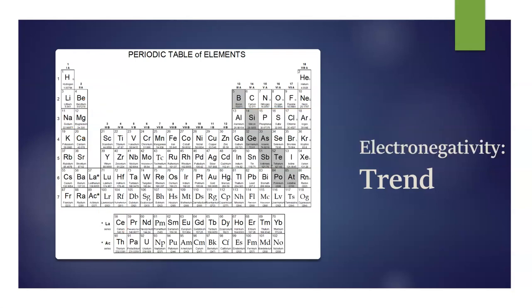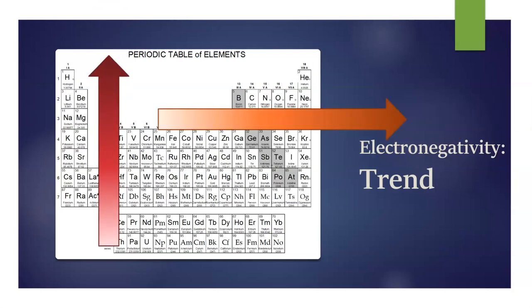And electronegativity increases as we move up a group and to the right of a period. Fluorine is the element with the highest electronegativity.